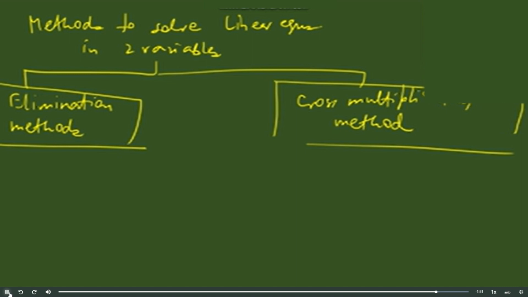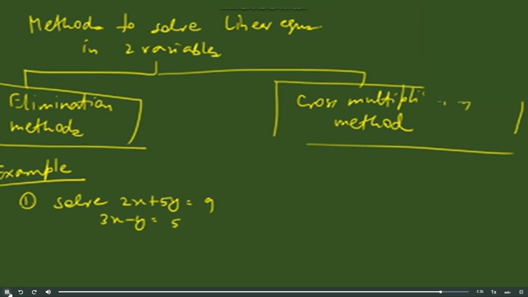Okay, very simple method. Solve for 2x plus 5y equals 9, 3x minus y is equal to 5. So we will name this as equation 1 and this as equation 2. Now I have to bring both to the same comparable state. For example, I want to eliminate any one variable. Elimination means elimination of any one variable. Okay, x and y are there. We can either eliminate x or we can eliminate y.